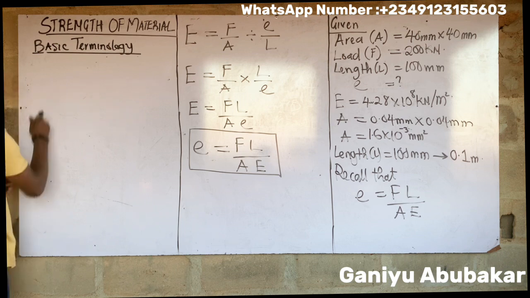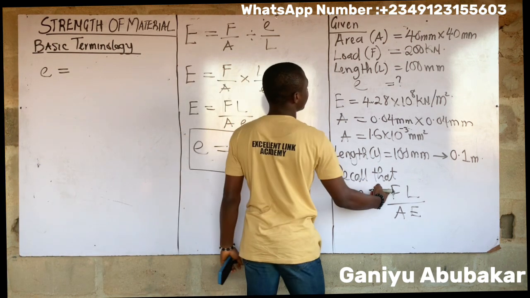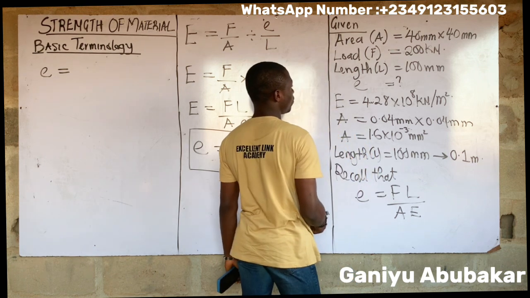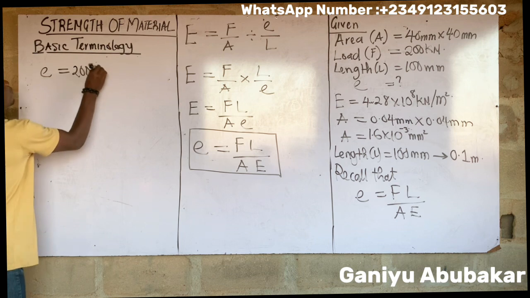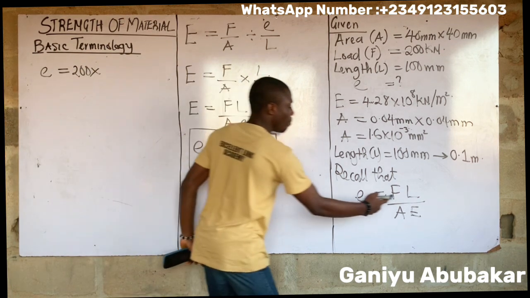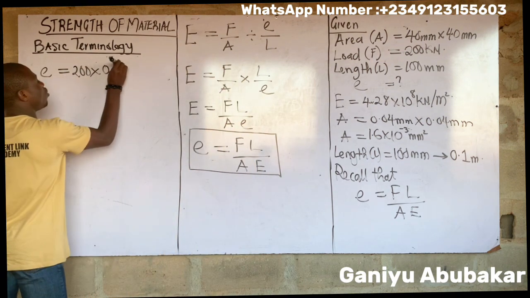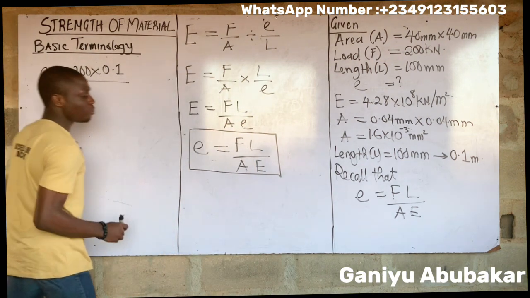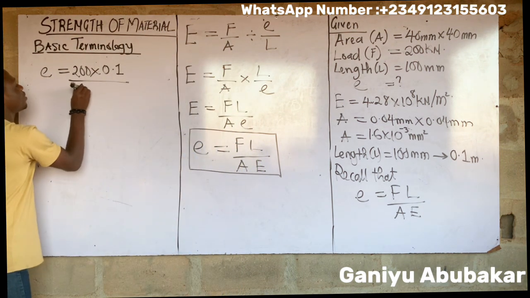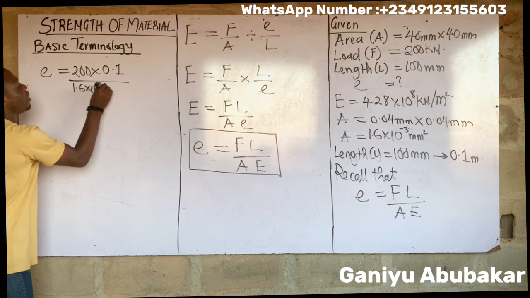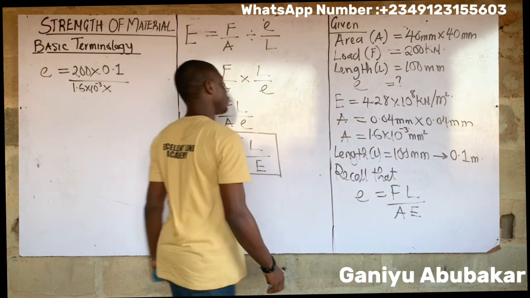From there, e is equal to, what's force? Force F is 200. I have 200 multiplied by length, my converted value, 0.1, all over what's my area? That's 1.6 times 10 to the power minus 3, times what's my modulus? That's 4.28.